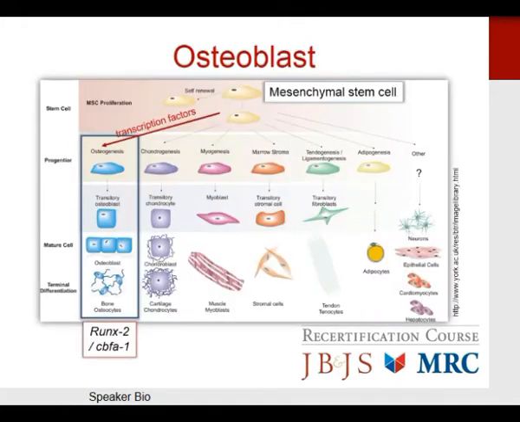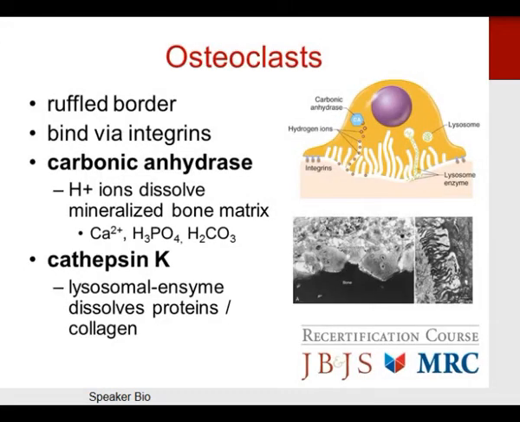Again, these are not mesenchymal cells. They come from hematopoietic lineage. They are regulated by osteoblasts. Differentiation requires RANK ligand and macrophage colony stimulating factor. These are factors created by osteoblasts. Again, osteoclasts have a ruffled border. They bind to the bone via integrins.